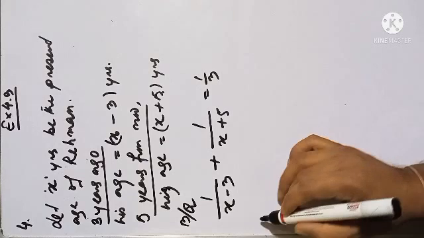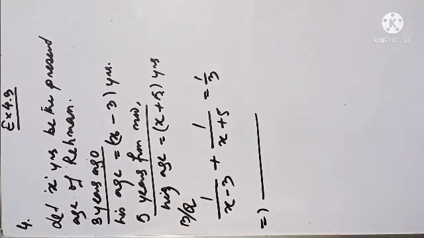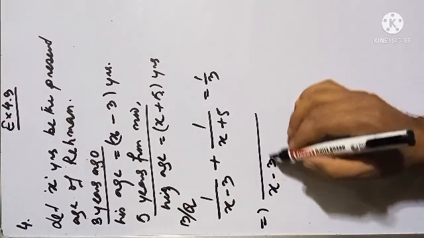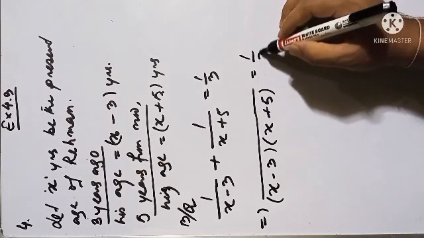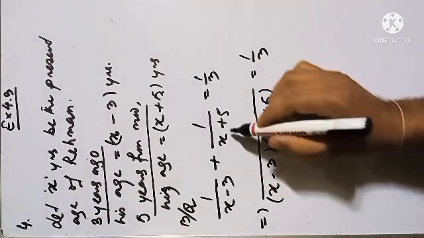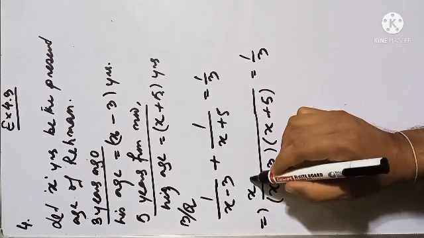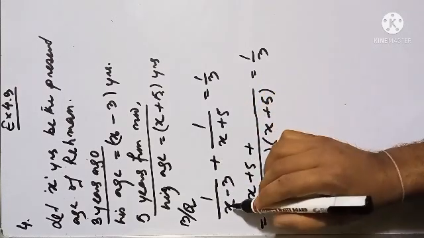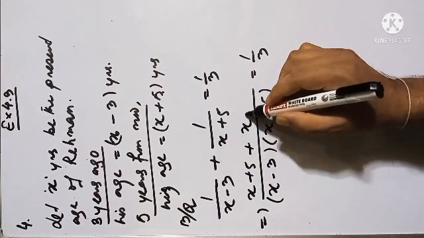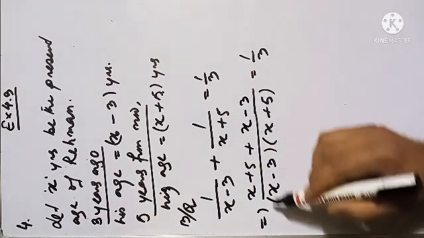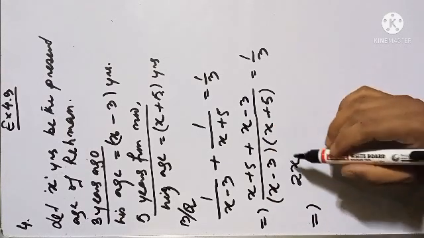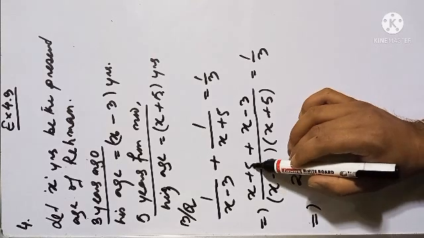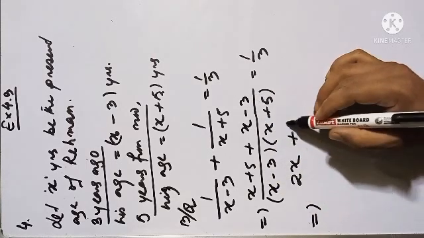We'll take the LCM now. If you take the LCM of x minus 3 and x plus 5, you'll be getting how much? x minus 3 whole, then x plus 5 whole. Still it will be 1 by 3. So now x plus 5 will multiply here, so we'll get here x plus 5, again plus, x minus 3 multiplies here, so that we'll be getting here x minus 3. Okay, so now what happened here? x plus x will be getting twice x. And then here, plus 5 minus 3, you'll be getting here plus 2.